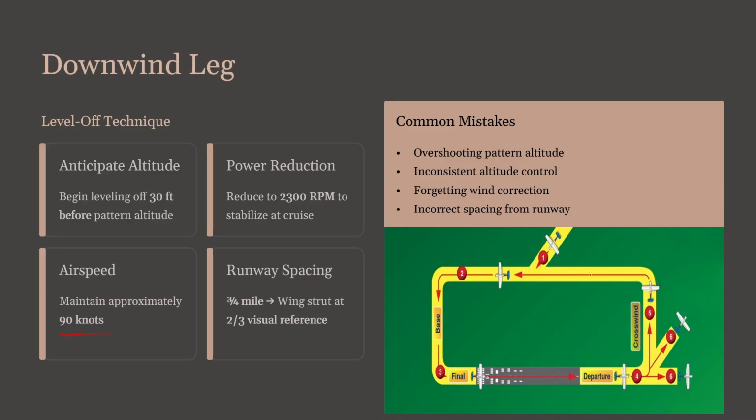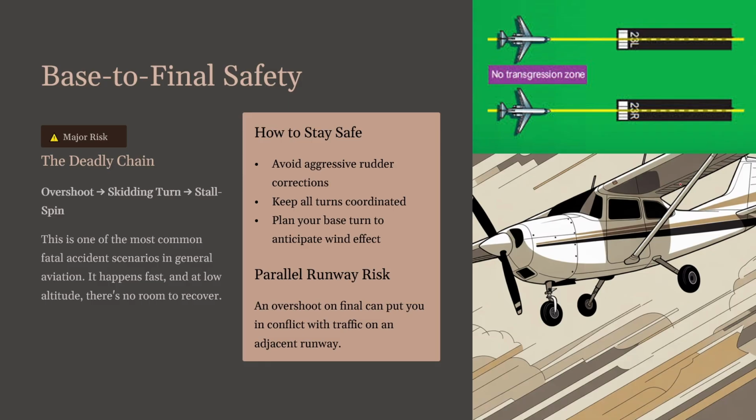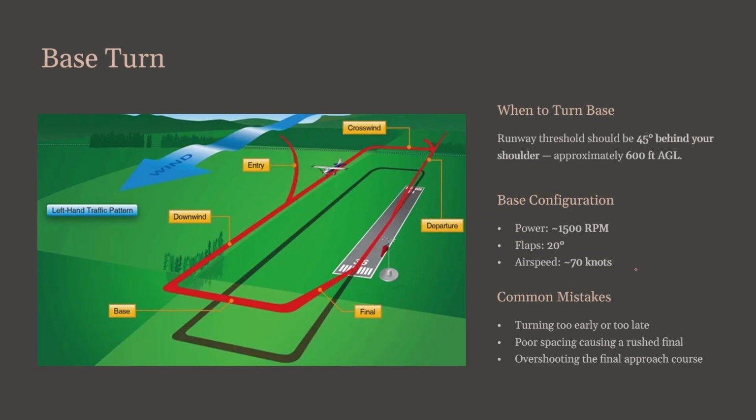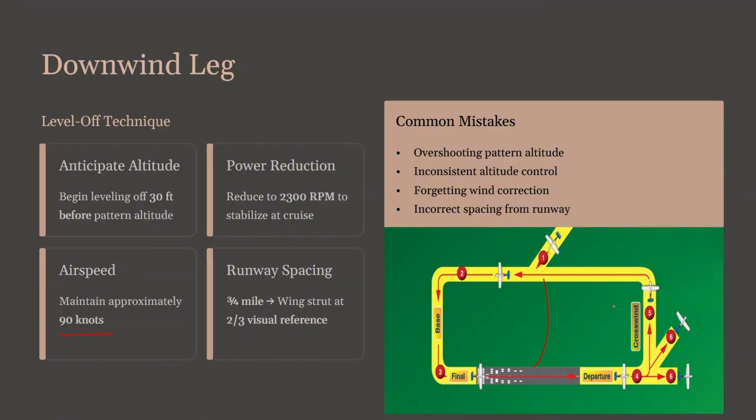The downwind leg is flown parallel to the runway in the opposite direction of landing. It's important to maintain consistent spacing from the runway, and typically we aim for about 3/4 mile spacing. One visual reference many pilots use is aligning the runway around the 2/3 point of the wing strut, like here, to the runway. Okay. And if there's wind, apply a crab correction to keep your ground track parallel to the runway. Okay, cool.